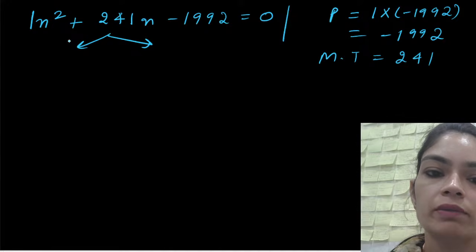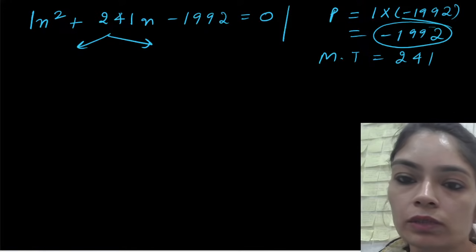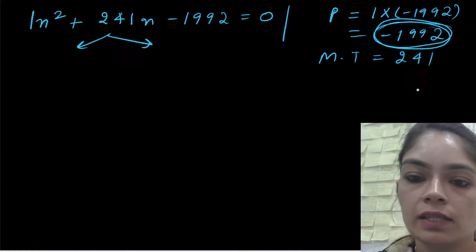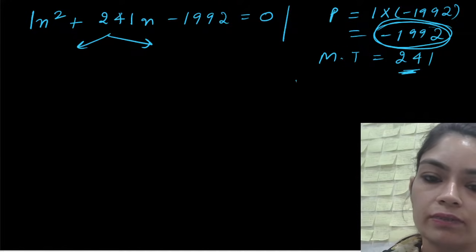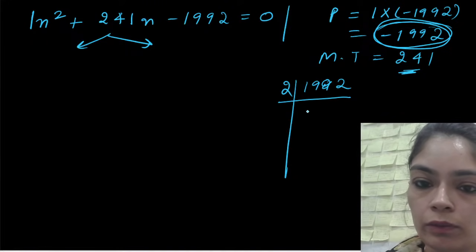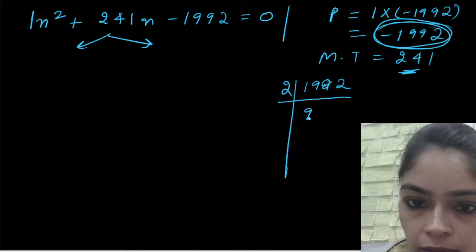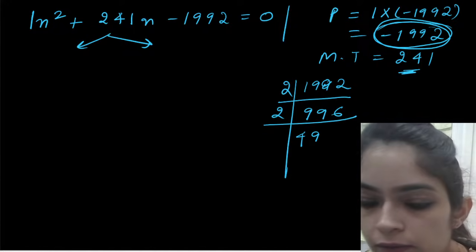We break the middle term into two numbers such that the product of those two equals the product of the first and last, and when you add them, it should equal the middle term. So how to get it? You can just factorize the product. Prime factorization will help you to factorize this.